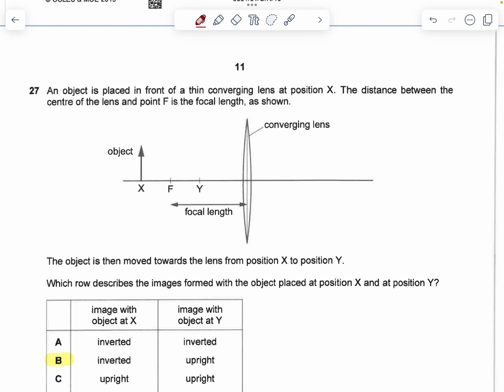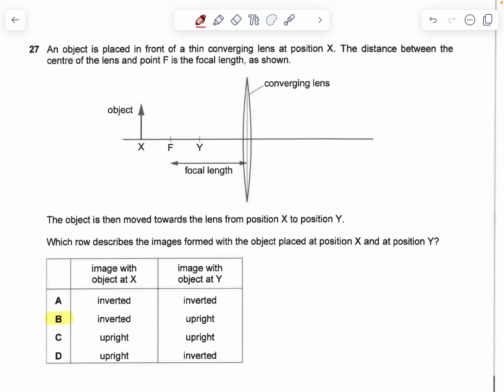Question 27. An object is placed in front of a thin converging lens at position X. The distance between the center of the lens and the focal point F is as shown. The object is then moved towards the lens from position X to Y. Okay, so which row describes the image formed with the object placed at X and Y? So if you don't want to draw the ray diagrams, you know that for the object at X, the distance from the lens is between F and 2F. Okay. So 2F is roughly here.